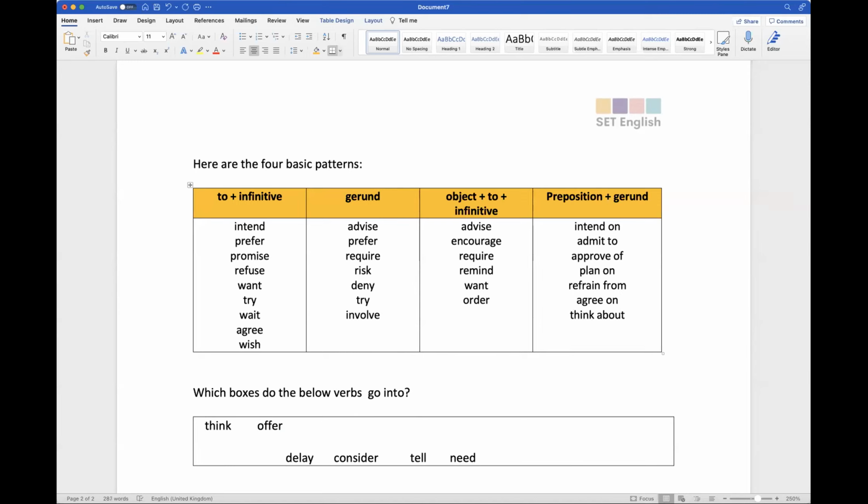Yeah, about. I'm thinking about going. Thinking on? No. Think about, not I'm thinking of. No, I'm thinking about. Yeah, I'm thinking about taking the exam in June. I'm thinking about going for lunch.